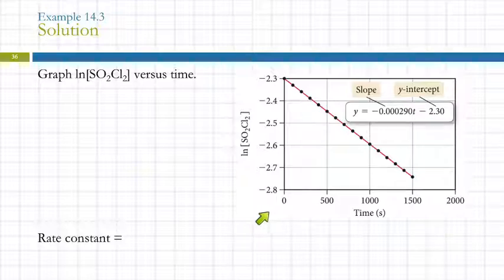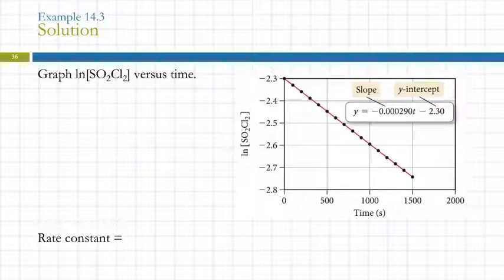So here's our graph: natural log of the concentration versus time. We get this nice straight line. It's a little too perfect, but it's made up data, right? So we see that the slope is negative, and the computer will give us the best fit line using linear regression. That's why we like to find linear relationships. So y equals negative 0.0000029, too many zeros, times t minus 2.30.